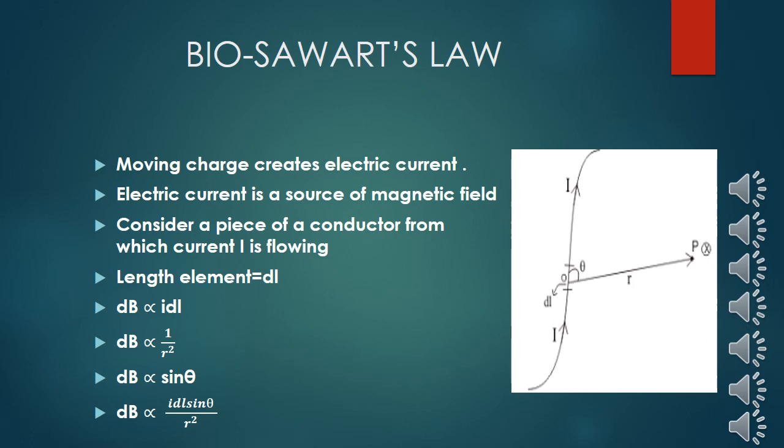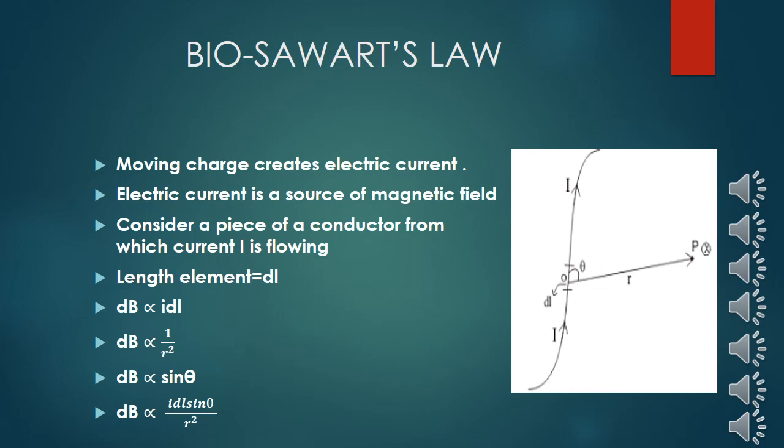So now there is a current element dl in which current I is flowing as shown in the diagram. There is a point P which is at a distance r, and this position vector makes an angle theta with the current element dl. So now we are calculating the magnetic field at point P. For this, Biot-Savart makes a law.